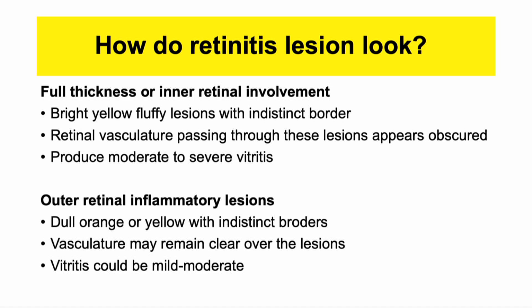Now, how does a retinitis lesion look? When it is a full thickness or inner retinal involvement, you see a bright yellow fluffy lesion with indistinct border. The retinal vasculature passing through these lesions appears obscured, and it may produce moderate to severe vitritis. Now when it is an outer retinal inflammatory lesion, it becomes a dull orange or yellow with indistinct borders. Vasculature may remain clear over the lesions. Vitritis could be mild or moderate.